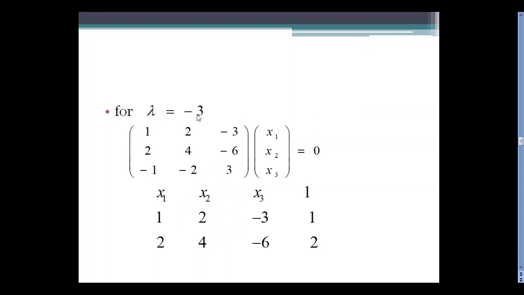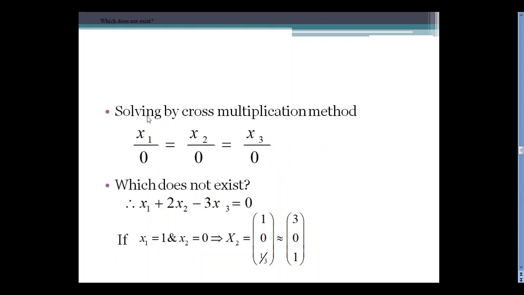For lambda equal to minus 3, again, on substituting lambda equal to minus 3 in A minus lambda I into x equal to 0, I am getting these equations. Now, when I take the first two equations, which are two different equations, and solve by the cross multiplication method, I am getting 0 in the denominator. But a 0 eigenvector is not possible, so it does not exist.